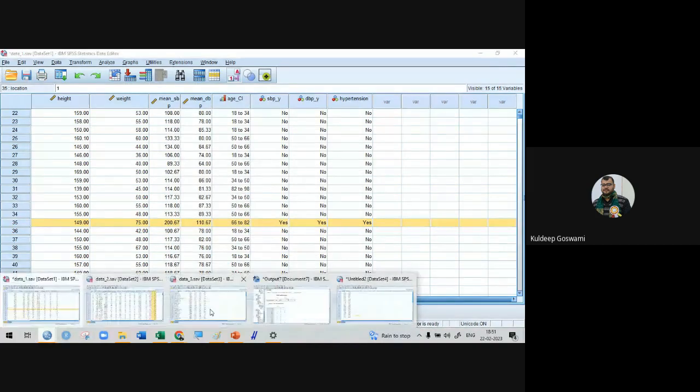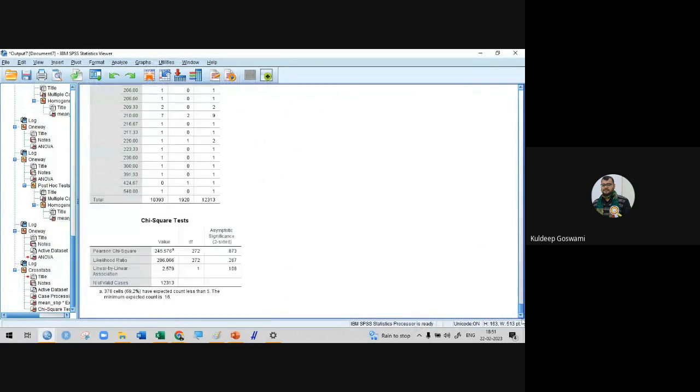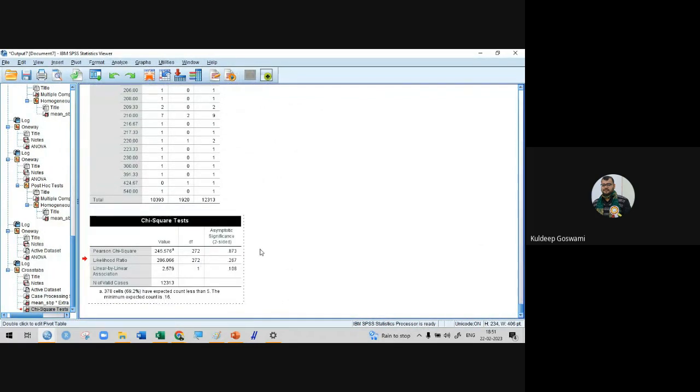Now we see what the results say. This one, the first one, Pearson chi-square. The value of the chi-square is 245.576. Degrees of freedom is this, and the significance level, asymptotic significance, two-sided. Two-sided means the alternative hypothesis is two-sided, and the p-value is 0.873, which means we accept the null hypothesis.